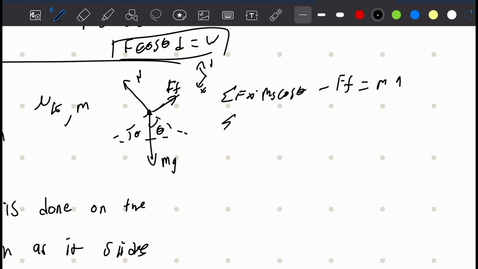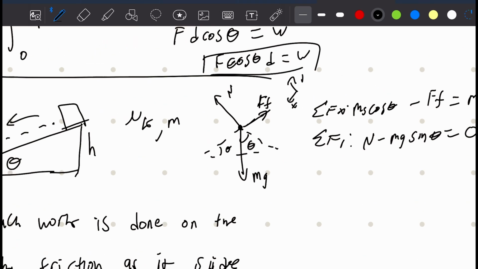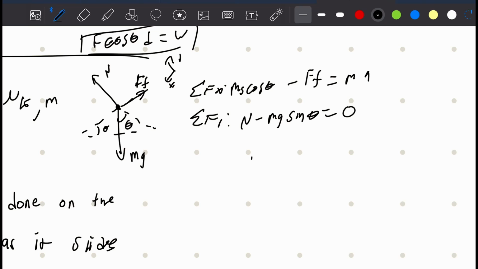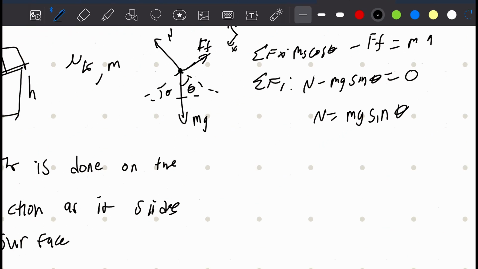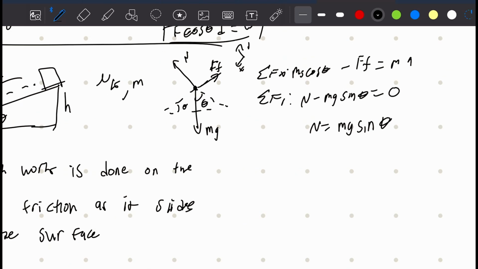And summing forces in the y direction, we'll have mg sine theta negative. So the normal force minus mg sine theta is equal to 0, because it's not going to be accelerating into the block. So we can say the normal force is equal to mg sine theta. So we know the normal force now, and we know the magnitude of that.